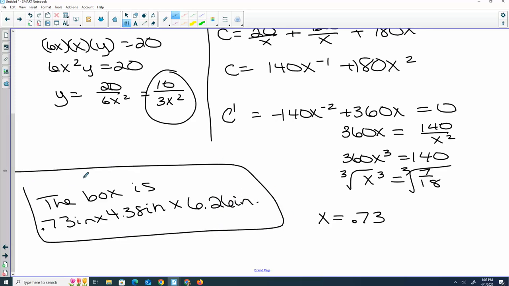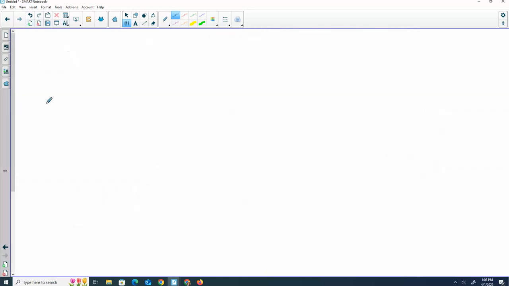6.26. So, on these, you have to get everything in terms of one variable, then do the derivative of the thing you're trying to maximize or minimize. I know I went through that kind of fast. Are we okay? Oh, yeah. If we need to go over that again, come see me tomorrow or after school or something, and I'll be happy to slow it down.